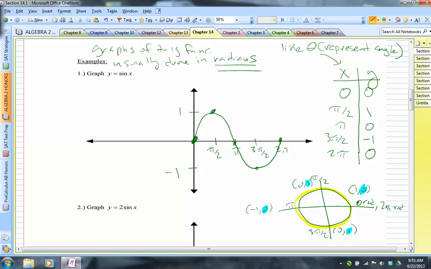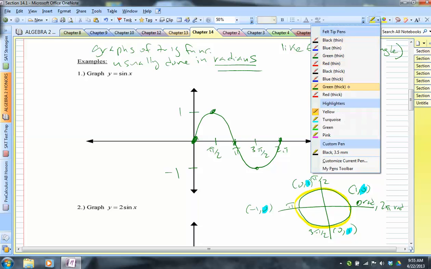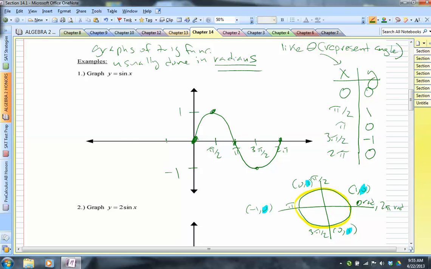If you were to actually go backwards, so if I were to go in the clockwise direction, at negative pi over 2, which is equivalent to 3 pi over 2 because they're coterminal, I'm going to have the same y value as I got at 3 pi over 2. Then at negative pi, we'll be back at 0.